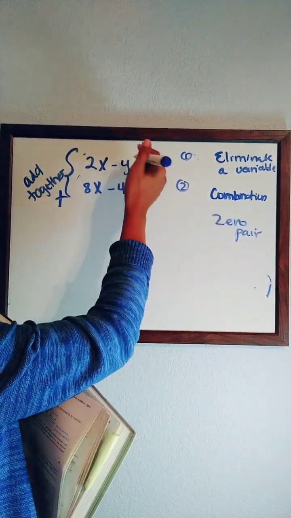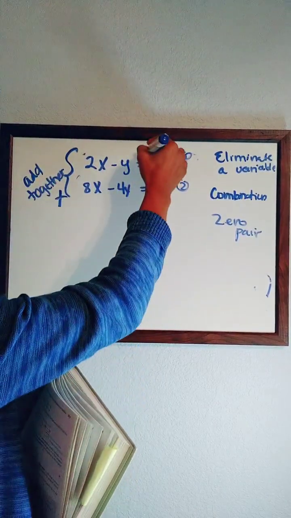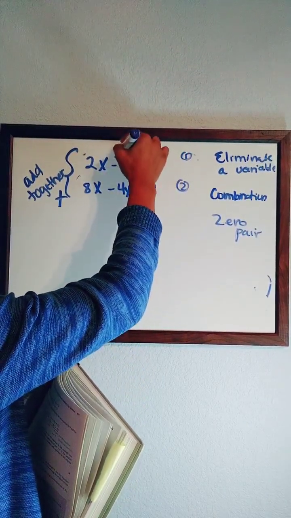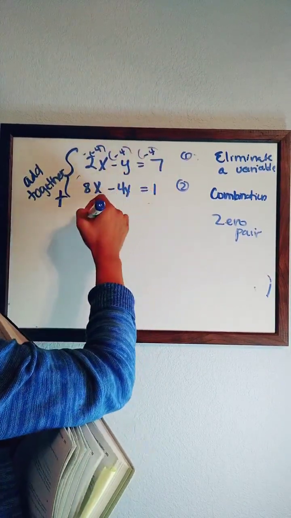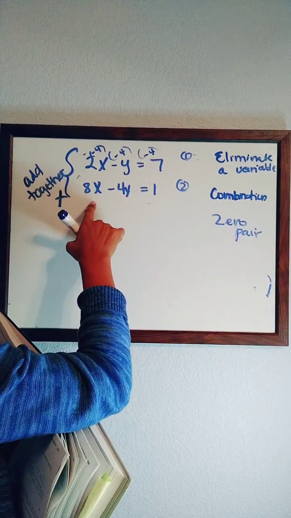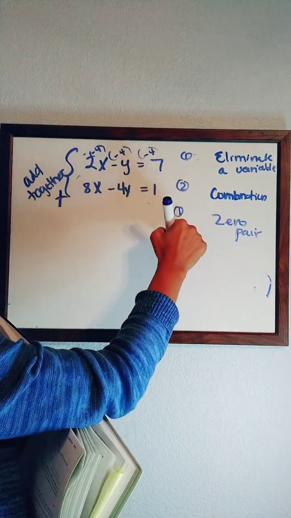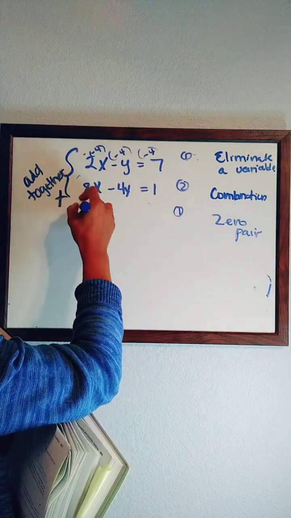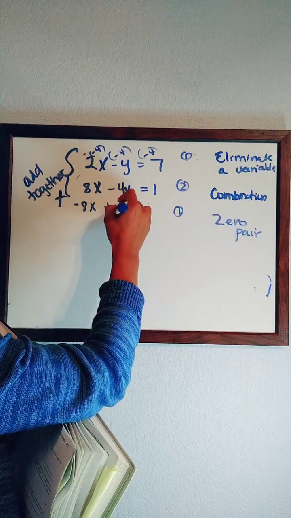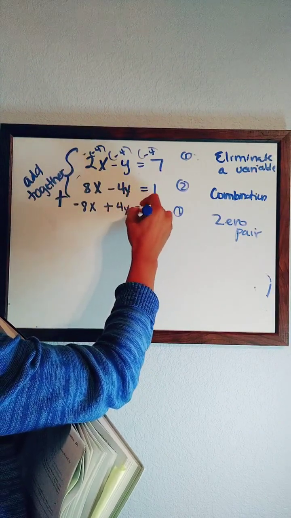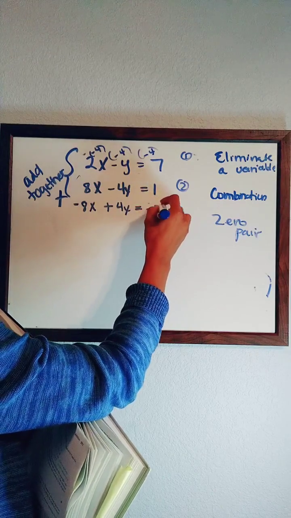But I need to multiply it times a negative 4 because I need that sign to be positive. So everything is going to be multiplied times a negative 4. So my new equation, this is going to make everything go away. So now equation 1 is brand new. And I'm going to have negative 8x plus 4y is equal to negative 28.